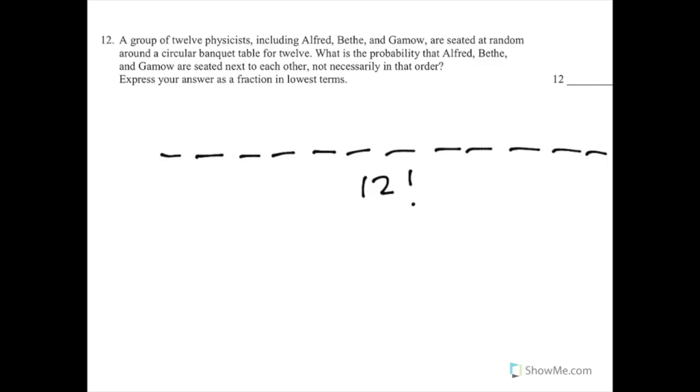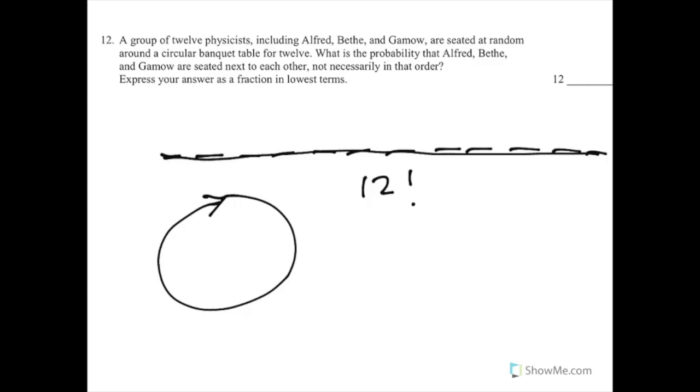Now, however, we're considering them in a circle. You can think of this as wrapping this line around so that the tail joins back to the head.